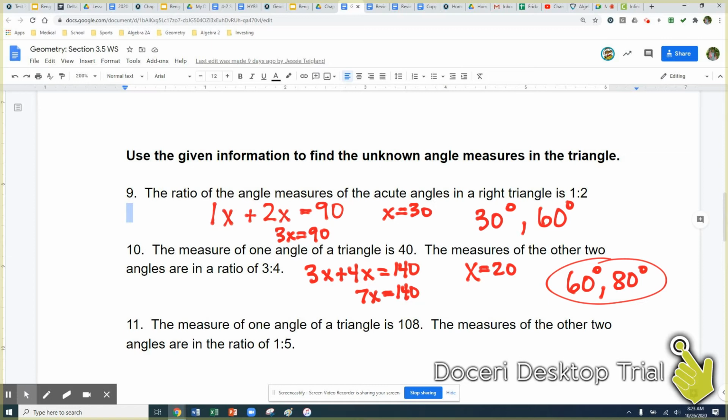Any others from section 3.5? You guys all right if I erase this?